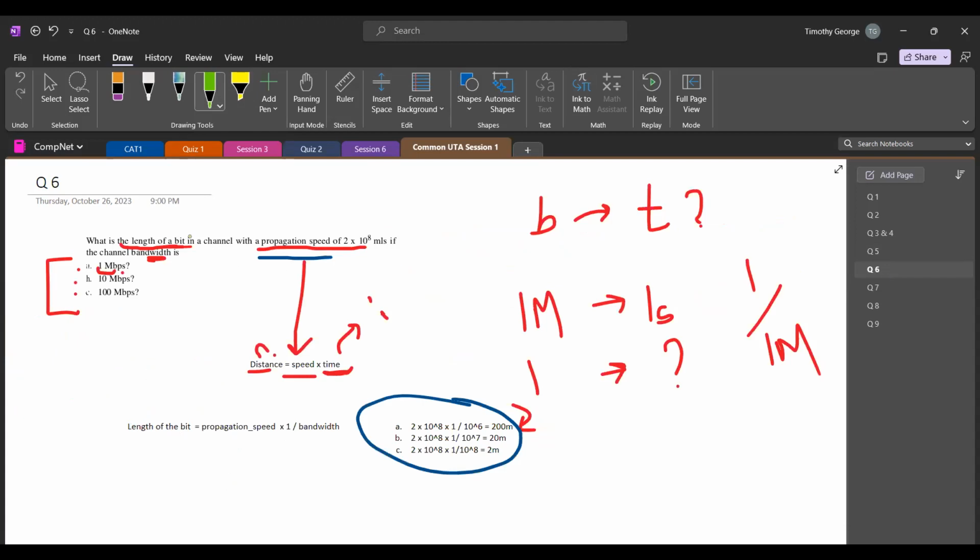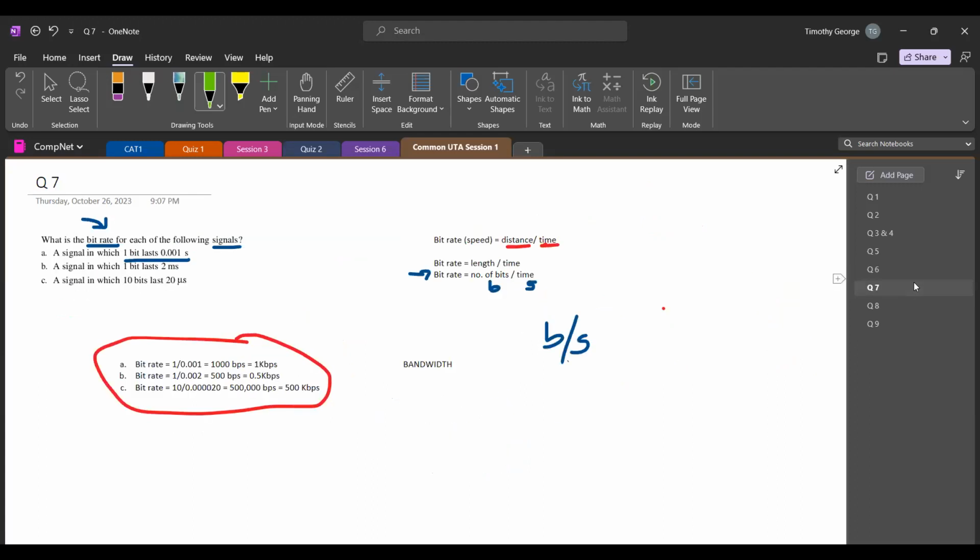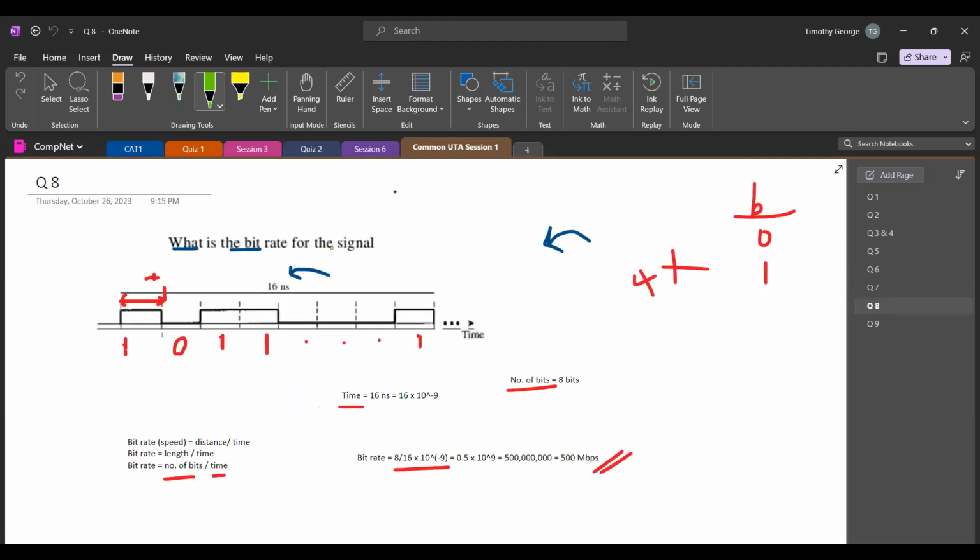Then we saw another question, length of a bit, and we saw how big a bit can actually be. Then we saw bit rate. It was again the same thing: length by time, but this time length was actually the number of bits, how many bits you're moving per second. Then we saw another bit rate question, but this time they didn't give us any values. They just gave us a diagram, and from the diagram we had to pull how many bits there are, how long it's taking, everything.